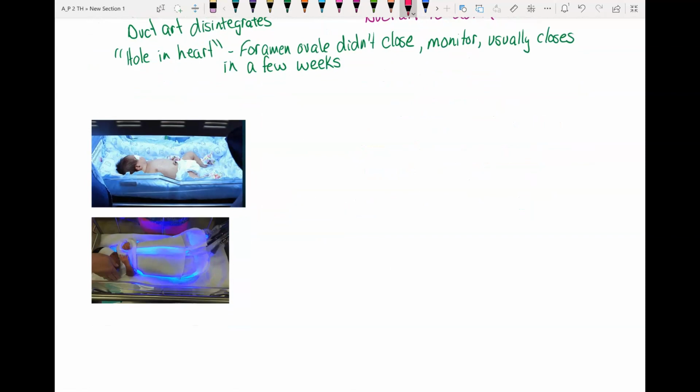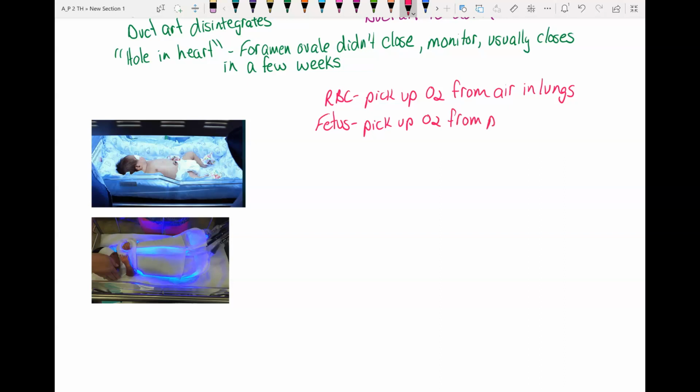Another thing that's different is the type of red blood cells. Remember, red blood cells pick up oxygen from the air in your lungs. But in a fetus, they're different. They have to pick up oxygen from the placenta. So fetuses have a different type of red blood cell. Fetal red blood cells are specialized for working with the placenta.